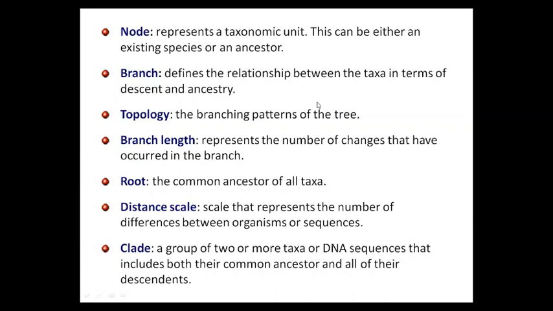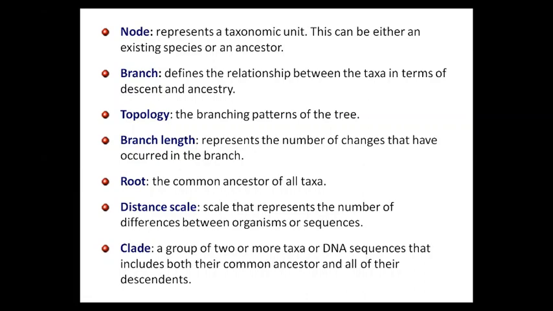Topology means the branching pattern. A branch length will represent the number of changes that have occurred in a branch. So branch length is directly dependent upon the alignment score. More score, more the length of the branch. Root, as I already said, represents the ancestor. Distance scale represents the number of branches between organisms or sequences.